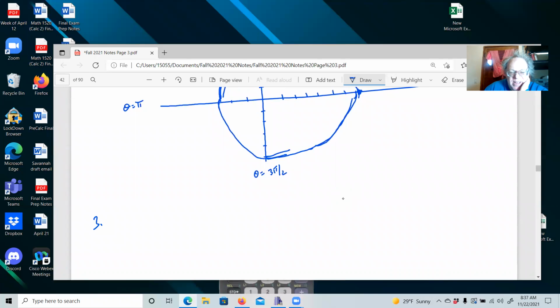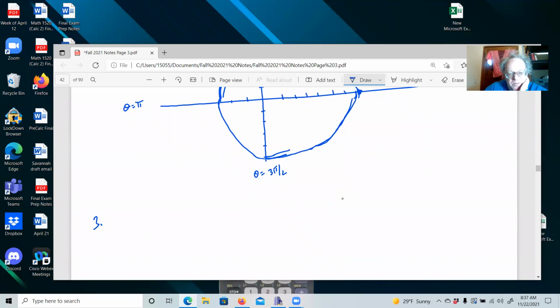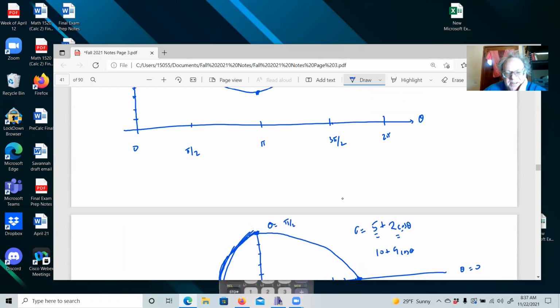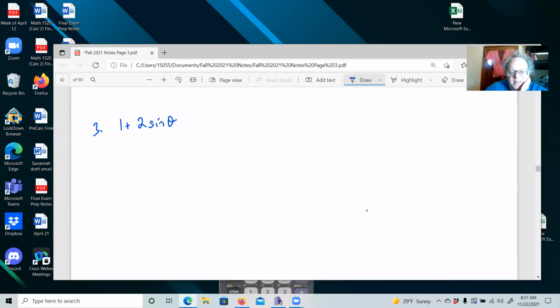How about we do something different, like 1 plus 2 sine theta? Okay, 1 plus 2 sine theta. So again, that way we'll have something a little bit more pronounced here. When theta is pi over 2, we get 1 plus 2, which would be 3. When theta is 3 pi over 2, sine is going to be negative, so we have 1 minus 2, that's going to go to negative 1. So we'll do something like this.